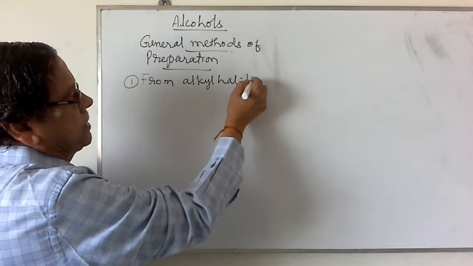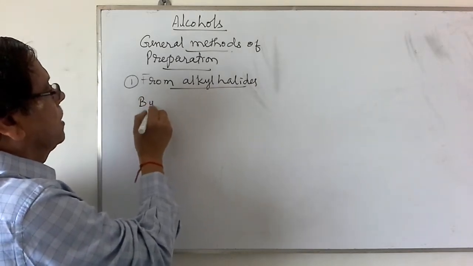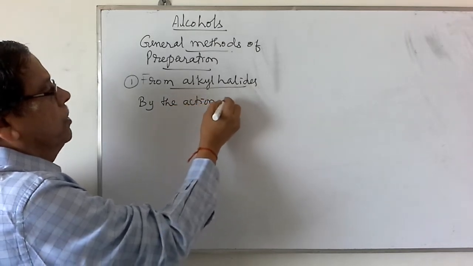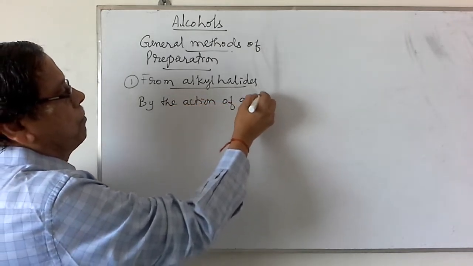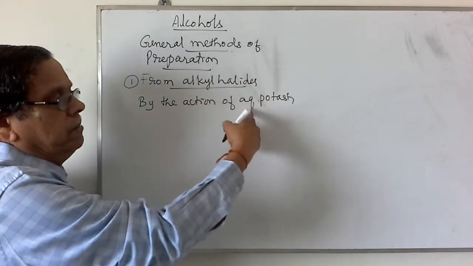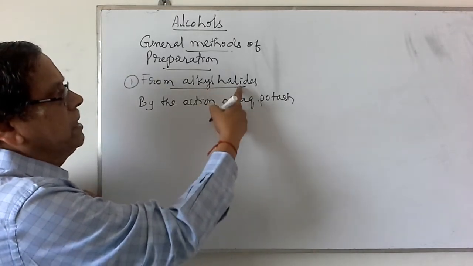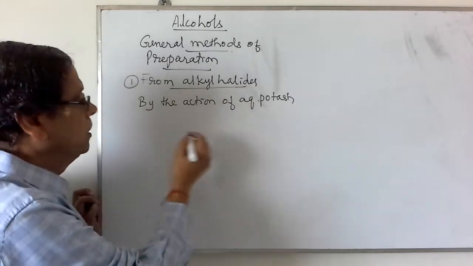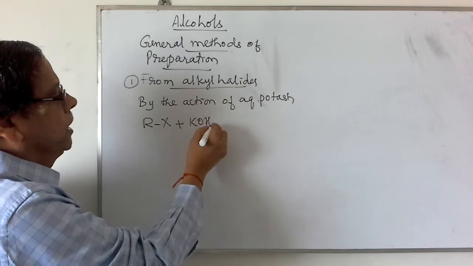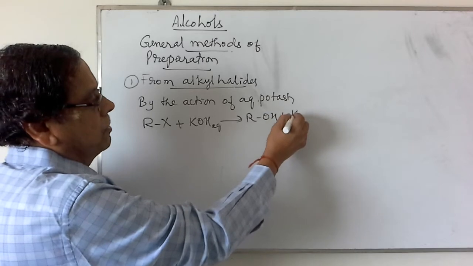Alkyl halides. When these alkyl halides are treated with aqueous potash. Remember, when potassium hydroxide is used in the aqueous medium, it is called aqueous potash, which replaces the halogen atom by the hydroxy group. So in general, we can write RX plus KOH (aqueous) giving rise to ROH plus KX.